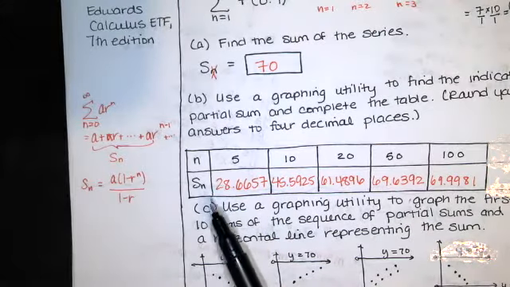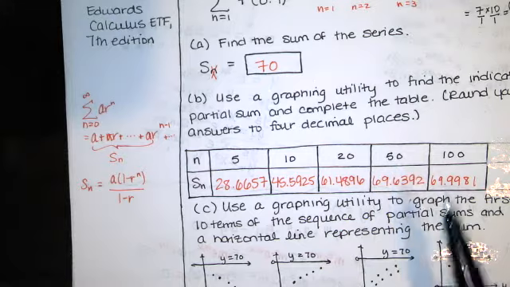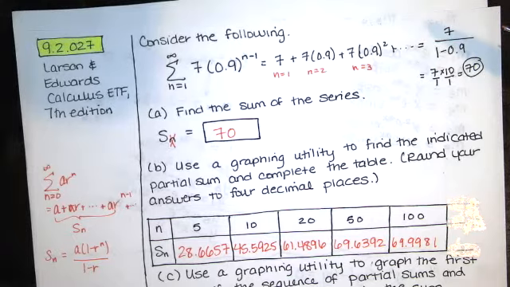So if we're looking at these nth partial sums, when n equals 5, we get this, n equals 10, we get this, 20, 50, 100. It seems like they're getting closer and closer to 70. And that's exactly the same result that we get when we compute the sum of the series.